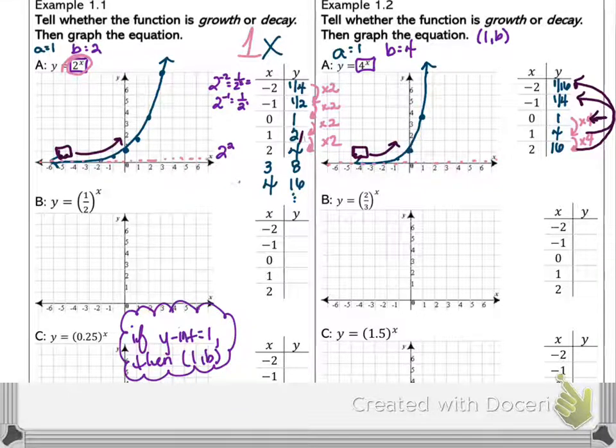So in part B, our B value is now 1/2. It is less than 1. And so this should be decay. But let's just say we don't know that. We'll just say decay question mark. First things first, I have an A value of 1. So I'm going to put that here, 0, 1. I also am going to have an ordered pair at 1, B, which is 1/2. So 1, B, 1/2.